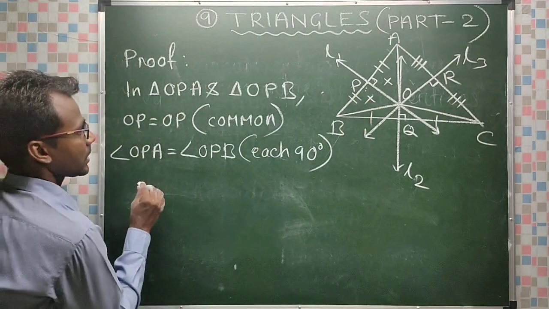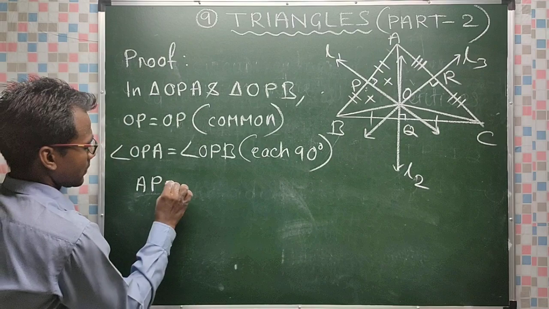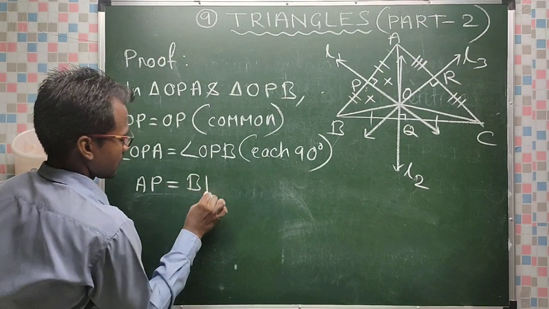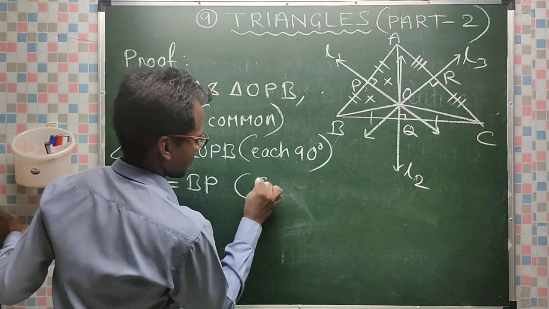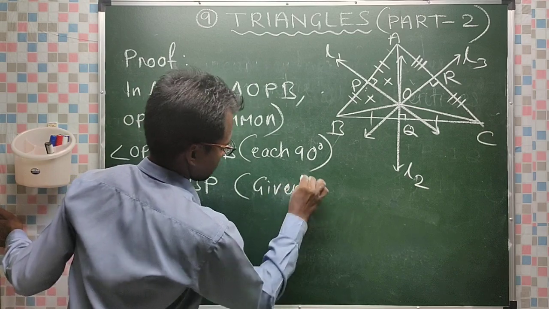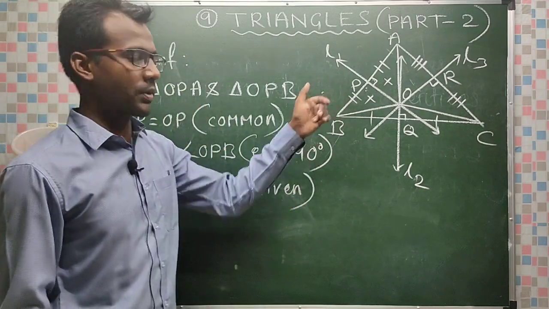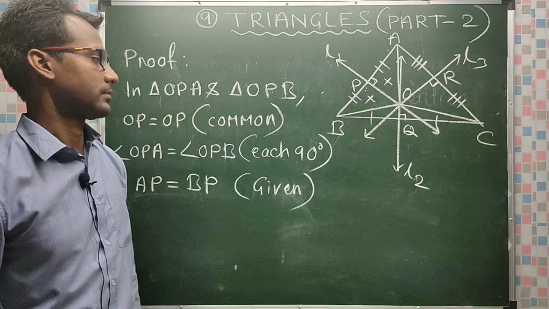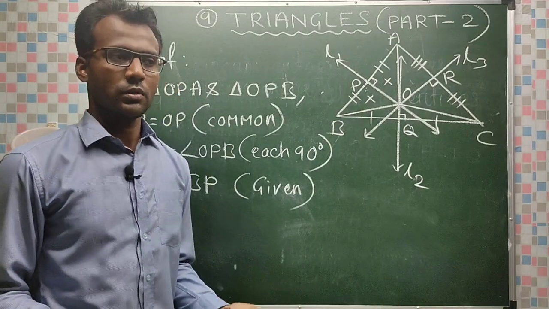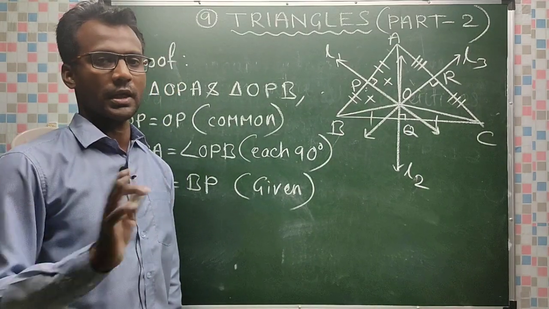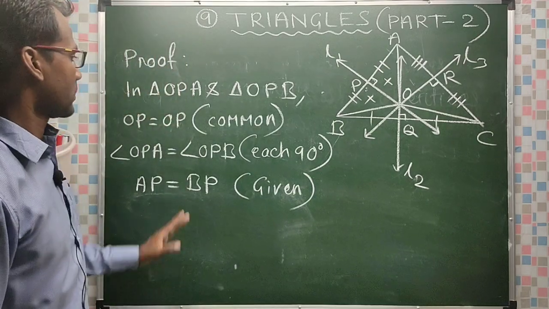Okay, then AP is equal to BP. We can say this is given. Circumcenter given means the perpendicular bisector is given. Okay, because how to get the circumcenter? Only by drawing perpendicular bisector. There is no other option. Okay, so these are given.